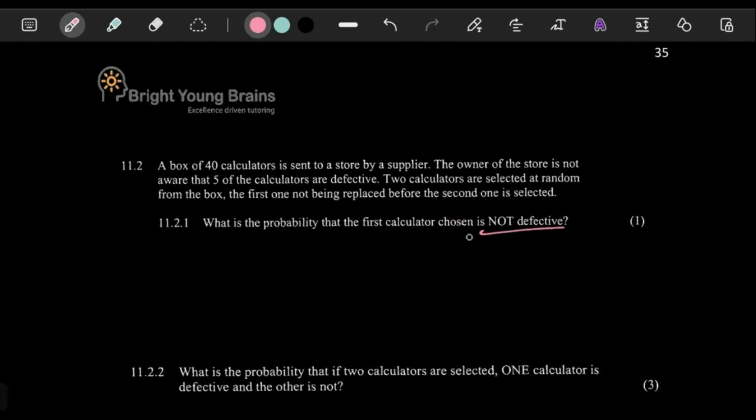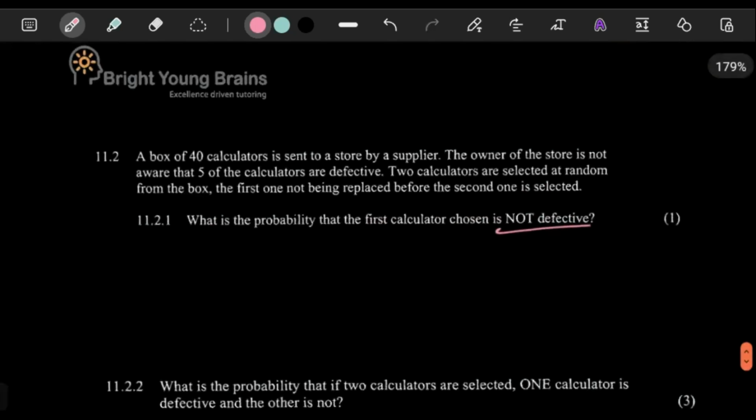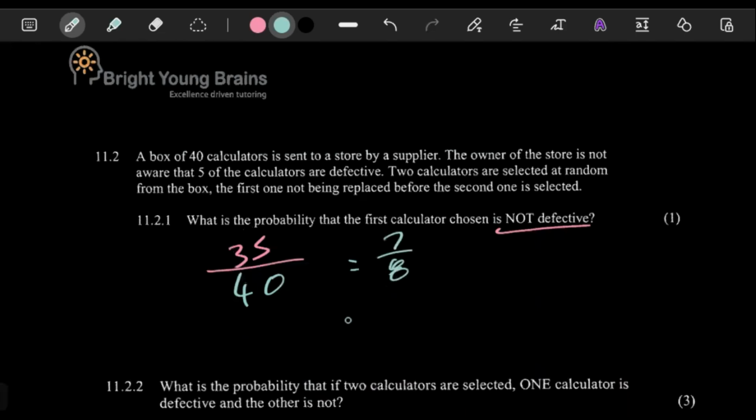So not defective. Firstly, you want to ask yourself, how many not defective calculators are there? It's 35 calculators that are not defective, because they said 5 of them are defective. So the probability of getting a calculator that is not defective is 35 out of the total, which is 40. You can simplify this. The highest value that can go into both of them is 5. So 7/8 is your answer.